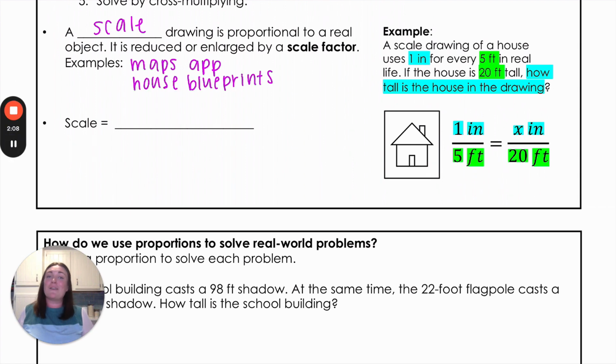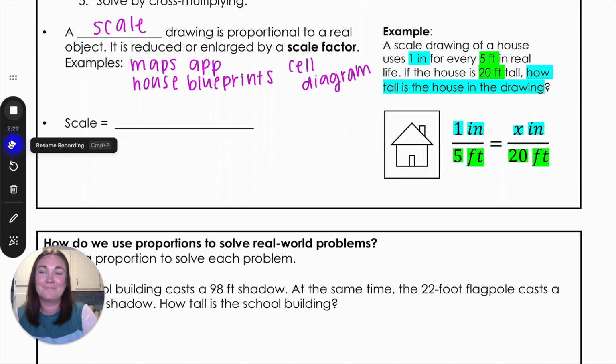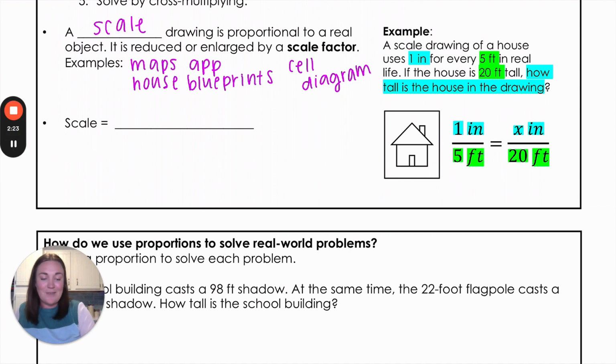And another example of something that's maybe too small to see in real life, think about science, right? When they show you those diagrams of like a cell or anything that you would be looking at under a microscope, they're taking that really teeny tiny thing and they are making it bigger so it's more practical for us to see. In all of these cases, we have something that's called a scale, and that tells us how they either made it bigger or smaller.